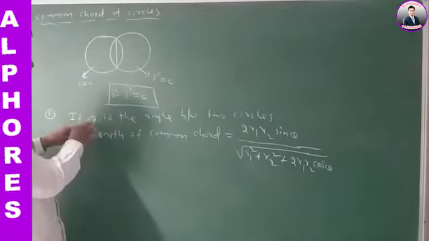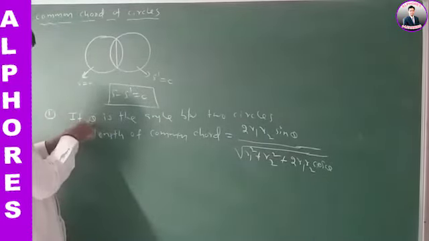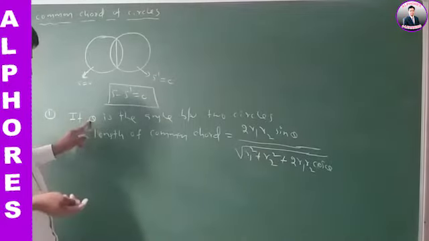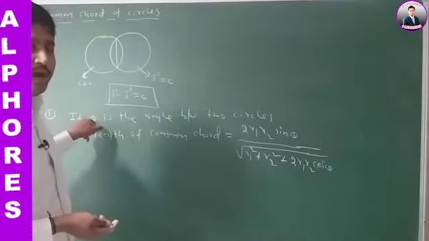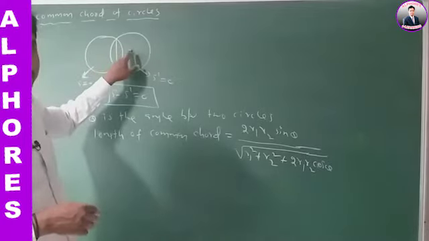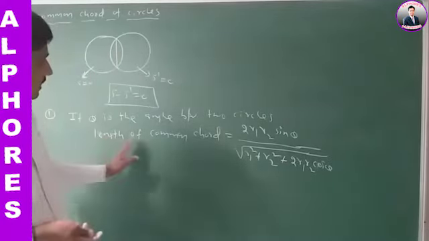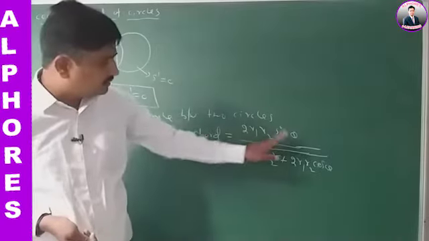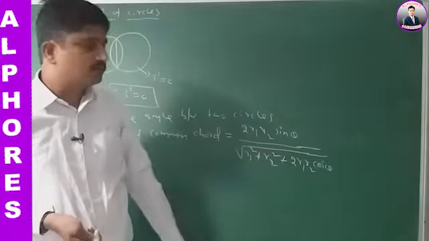First find the angle between the two circles according to the formula cos theta equal to d square minus r1 square minus r2 square by 2r1 r2, where r1, r2 are the radii of these two circles and d is the distance between the centers. In this case, the length of the common chord equals 2r1 r2 sin theta by under root of r1 square plus r2 square plus 2r1 r2 cos theta.